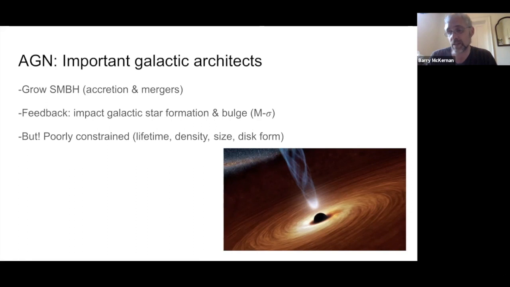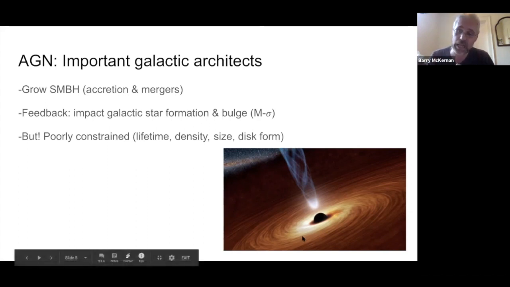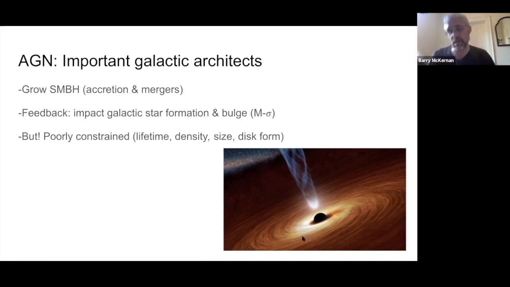We see really interesting things like correlations between the mass of the supermassive black hole and the centers of galaxies and properties of galactic bulges. So things like the famous M-sigma relation tell you that there's some connection between the supermassive black hole at the center of the galaxy and the properties of stars much further out. And we think that feedback is the connection between them. So, we've got these galactic architects sitting at the center and impacting the galactic structure in which they sit. But these things are really poorly constrained.